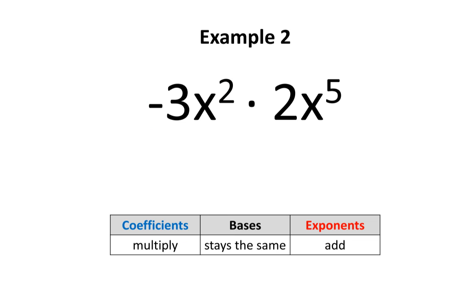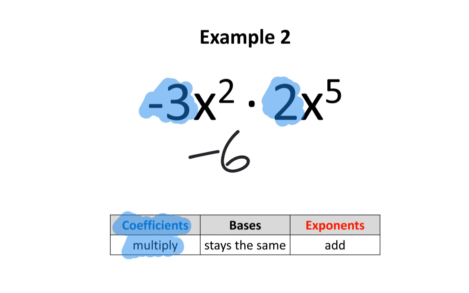In our second example, we have two terms that are being multiplied. Again, this symbol represents a multiplication sign. The first part of the product rule is to look at the coefficients. The coefficient of this term would be negative 3, and the coefficient of this term would be positive 2. You want to multiply coefficients, which means negative 3 multiplied by positive 2 is going to give you negative 6, because when you have a negative multiplied by a positive, your answer is going to be negative.